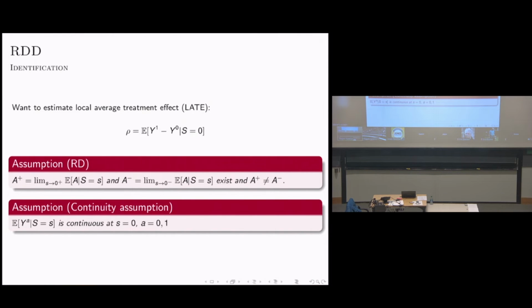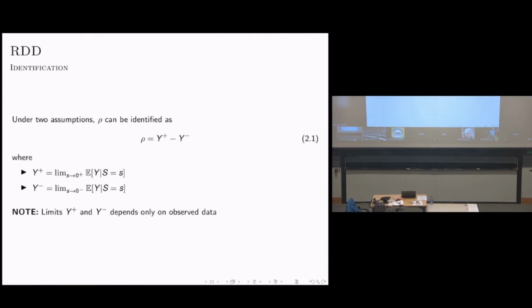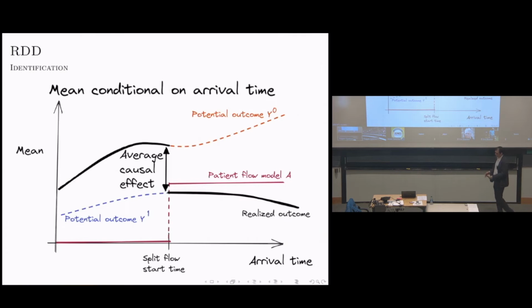Any other questions? All right, so let me give you another picture. This is going to come in when we talk about regression in a second. Here I'm plotting in the x-axis the arrival time, so when a patient arrives. In the middle of that x-axis, I have the split flow start time, 12 p.m. So that's in the middle here.